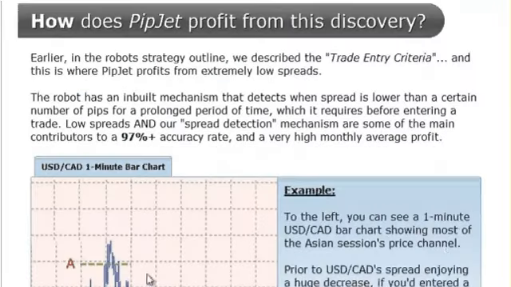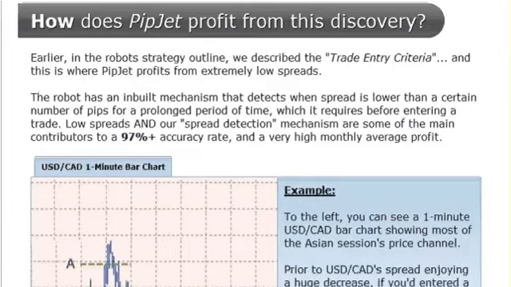How does PipJet profit from this discovery? Hopefully you have already watched the strategy video. Earlier in that outline, we described the trade entry criteria, which is where PipJet profits from extremely low spreads. The robot has an inbuilt mechanism that detects when spread is lower than a certain number of pips for a prolonged period of time, which it requires before entering a trade.